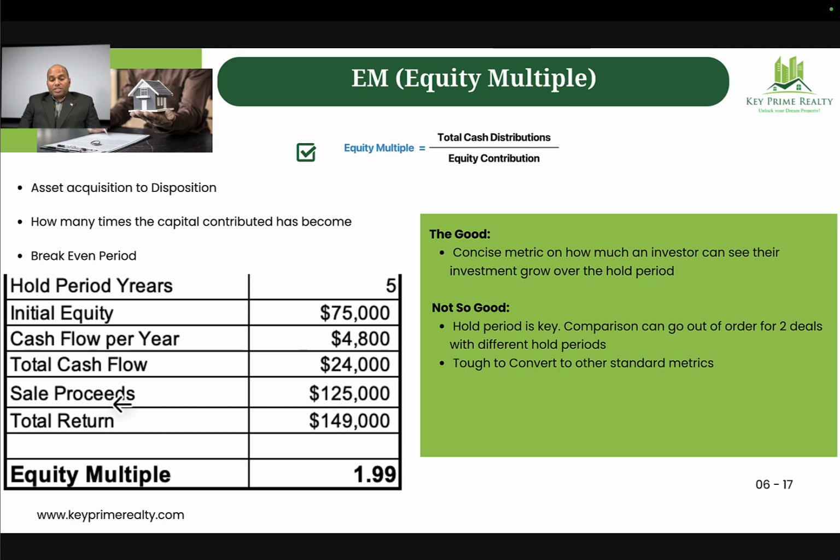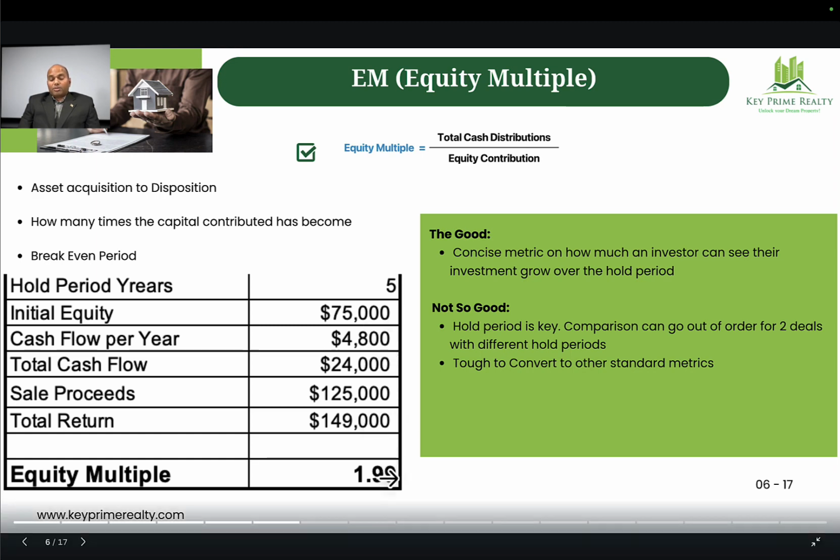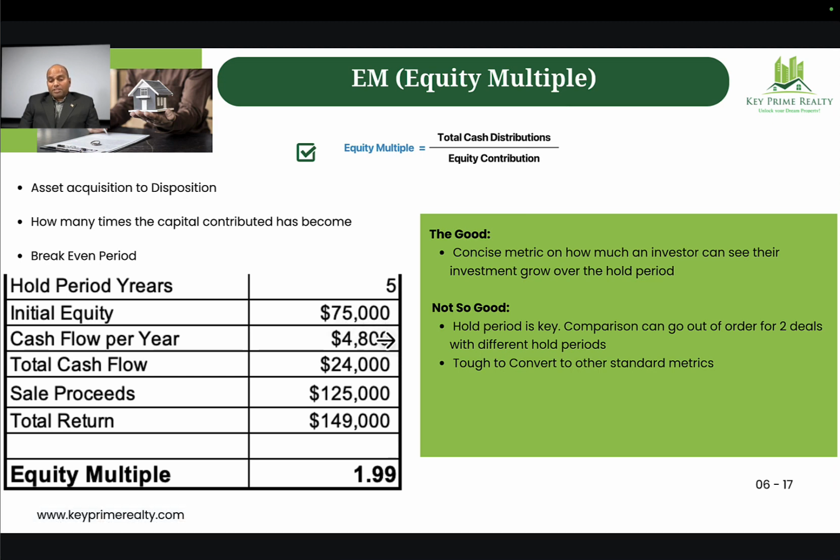okay, I'm sorry, sale proceeds, this is the net after you pay off your debt and everything. So we are saying 125,000 is the sale proceeds, and then total cash flow is 24,000 for the 5 years. So that becomes a total return of 149,000. So that is an equity multiple of 1.9. It's close to 2. That means within 5 years, your investment has doubled. So that's a good way to look at it.